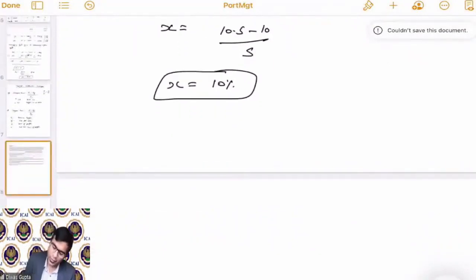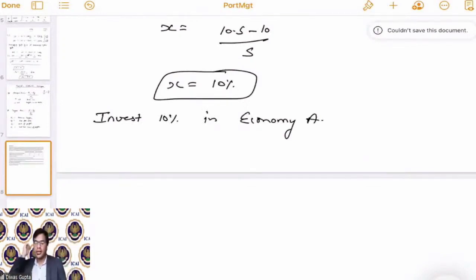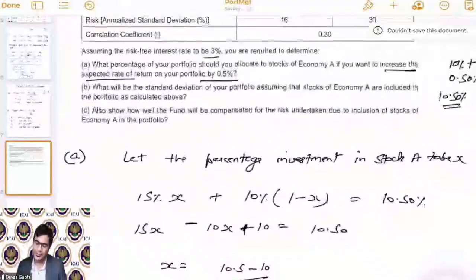Correct? So we can conclude here, invest 10% in economy A so that the total return comes as 10.5%.